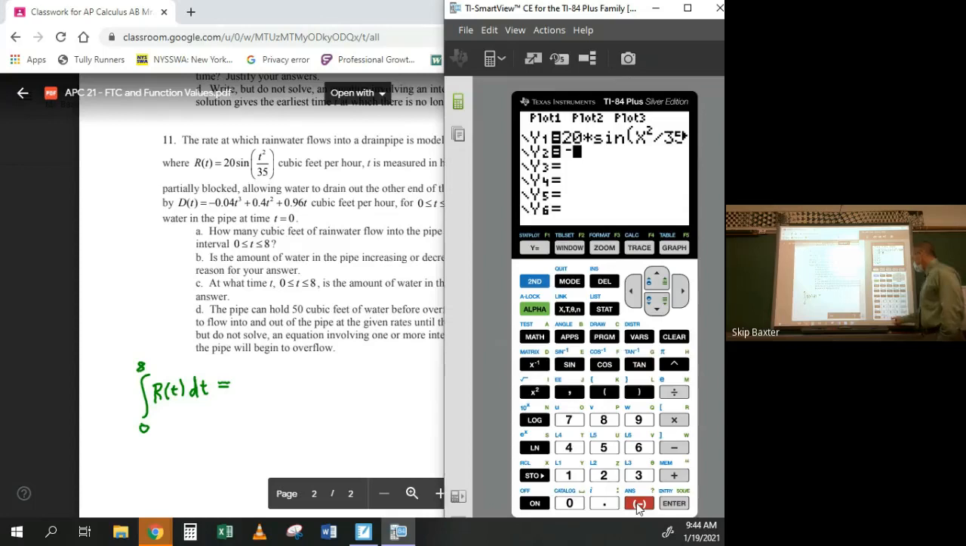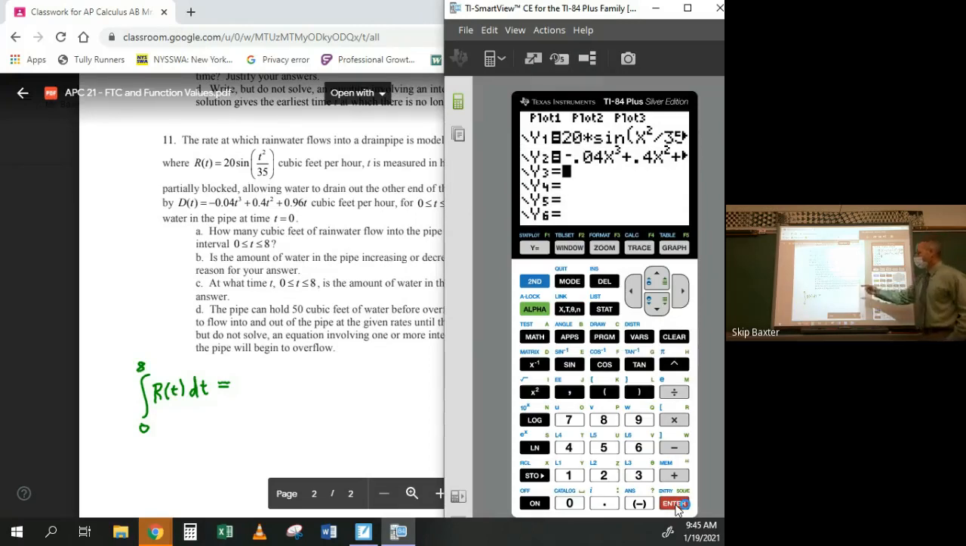And then into Y2, I'm going to enter d of t. So it's negative 0.04 t cubed, plus 0.4 t squared, plus 1.96 t. There's that whole derivative. And then just double check it, make sure you didn't make any mistakes.